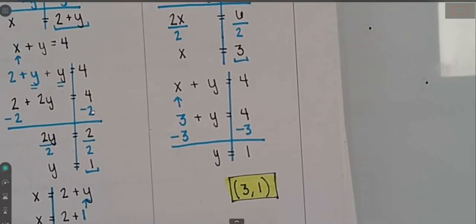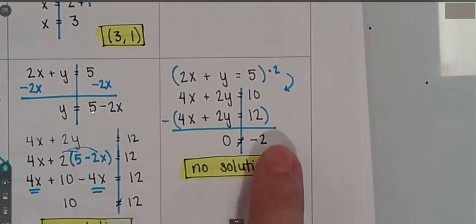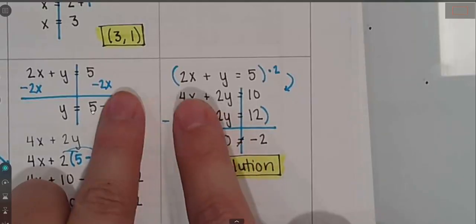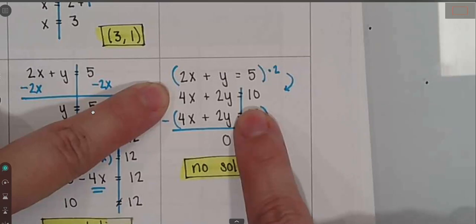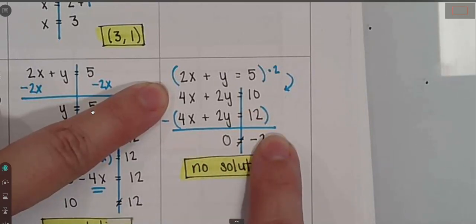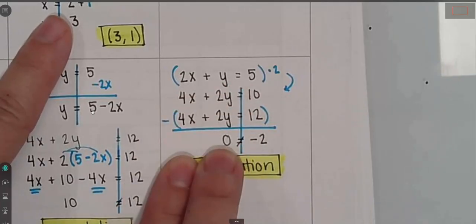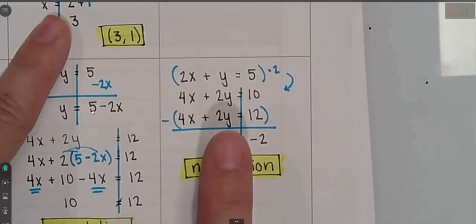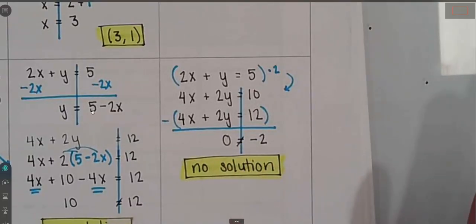I realize some of you are still copying. I will go back. I'm just going to make sure I go through all of them before the bell rings. This one, same thing, but my coefficients don't line up. So I'm going to multiply my first equation by 2. That gives me 4x plus 2y equals 10. Here's my second equation. Notice that when I did that, both my x's and my y's got the same coefficient. So I'm going to get a 0 on this side and a negative 2 on this side. I know that 0 doesn't equal negative 2, so it's going to be no solution.